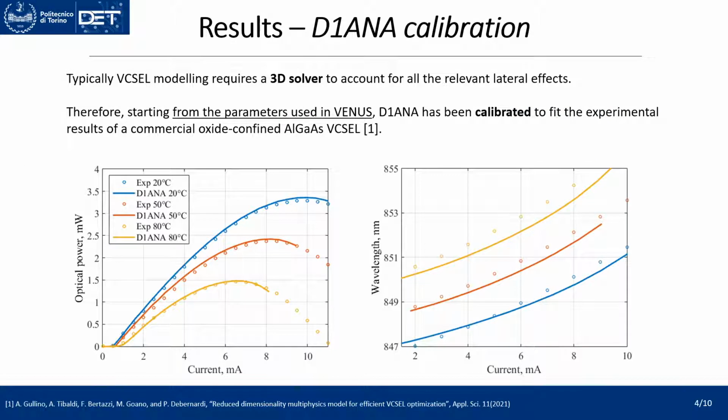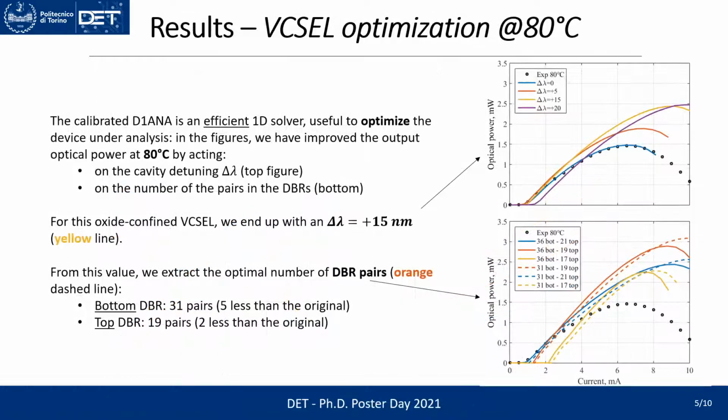Since typically VCSEL modeling requires a three-dimensional solver, the first step of my work is the calibration of Diana on experimental results. This is obtained by starting from the parameters using Venus, and eventually the fitting accounts for the lateral effect, as shown by the optical power and by the wavelength as function of the flowing current. The calibrated Diana is an efficient tool to optimize the device under analysis.